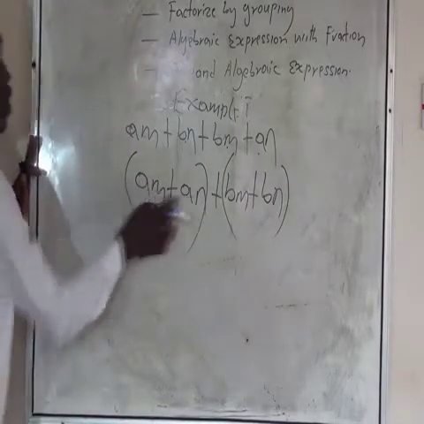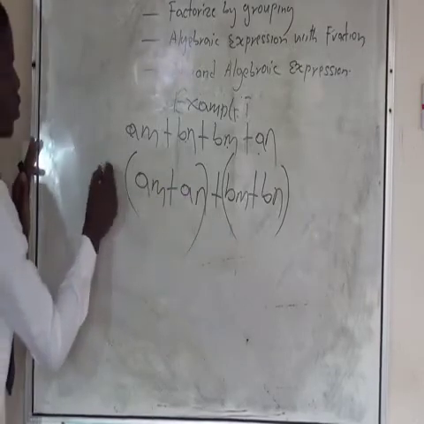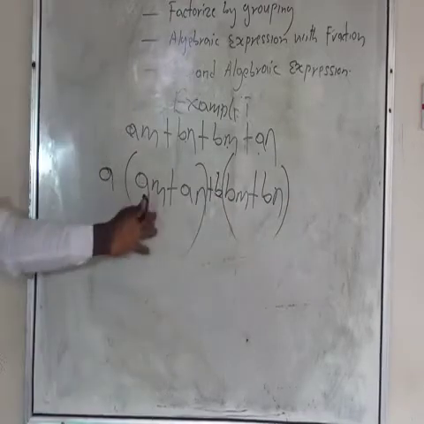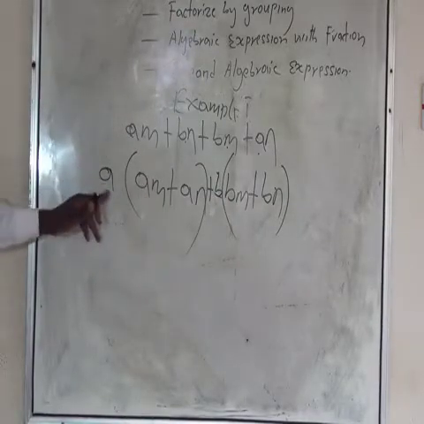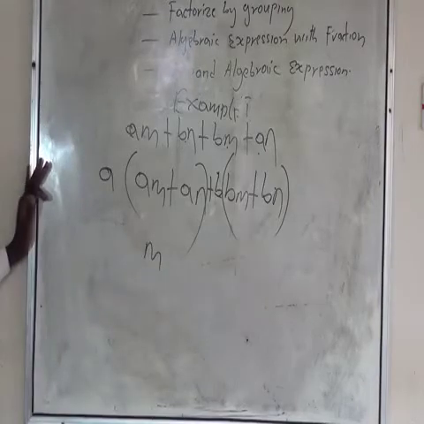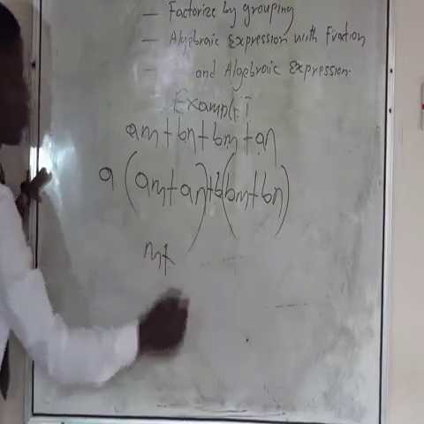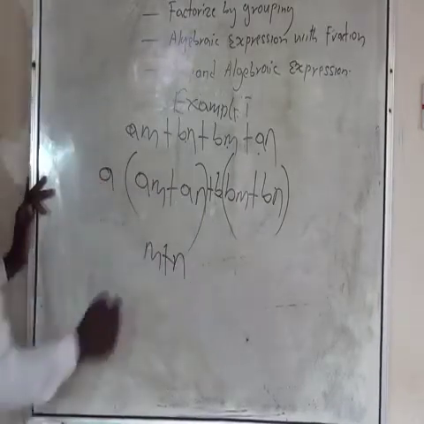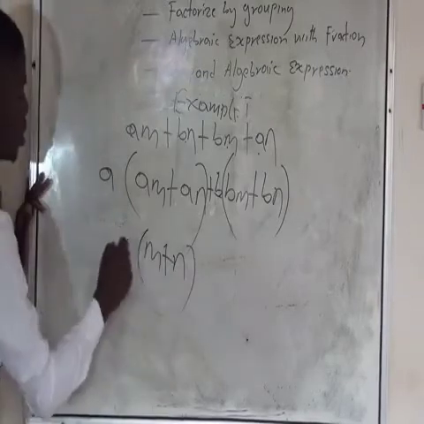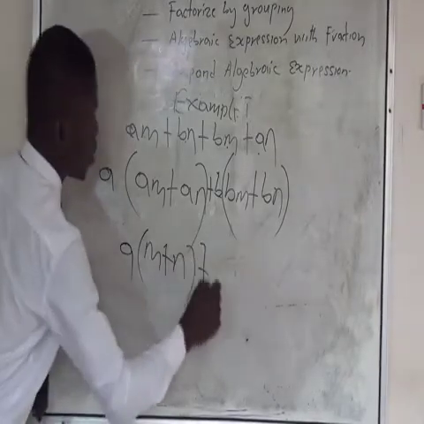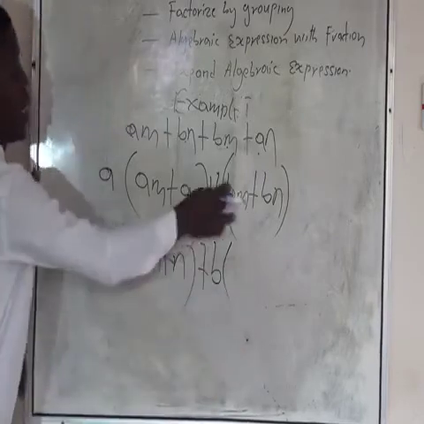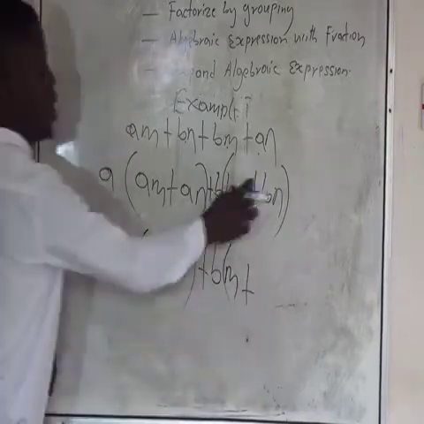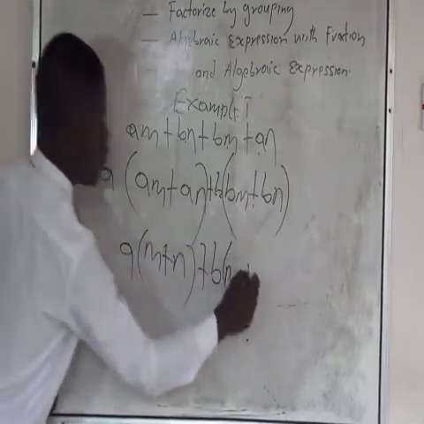Look at the common term here. You see that A is common, you bring it out. B is common, you bring it out. an divided by A will give you n, plus an divided by A will give you n. Put it in brackets. A will be outside, bring down the A, plus B will be outside. Bm divided by B will give you m, plus Bn divided by B will give you n.